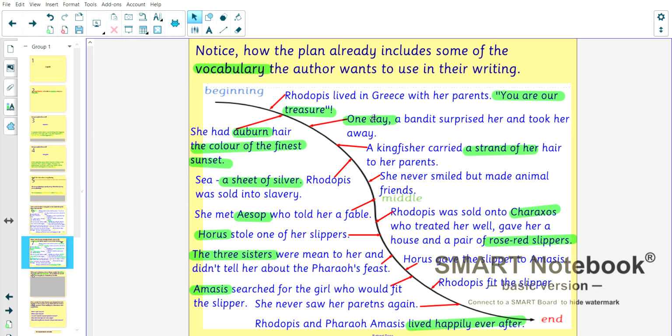She planned for some of the sentence openers here, one day. She planned some of the interesting literary language, a strand of her hair. That's really interesting. And she also planned to include the name of some of the other characters, and she put them in the plan. So we have Aesop here, Horus here, Charaxus here, the three sisters as well, and Amasis, the pharaoh, at the end, so that we look at the plan and we know when some of the other characters should be introduced in your story.